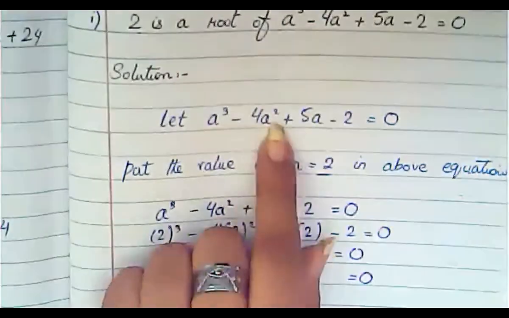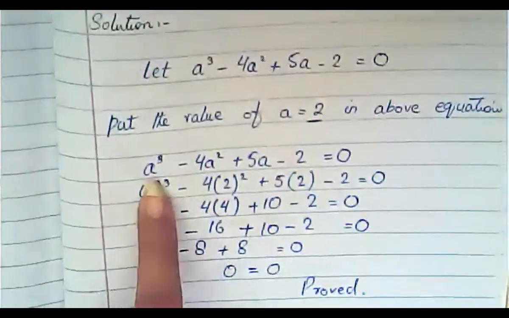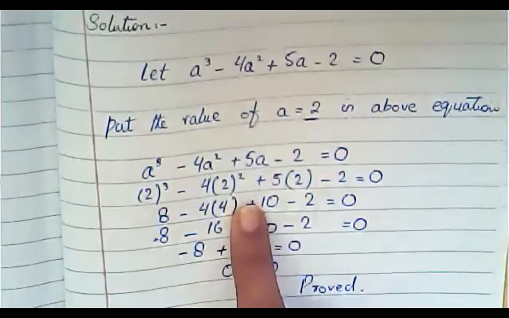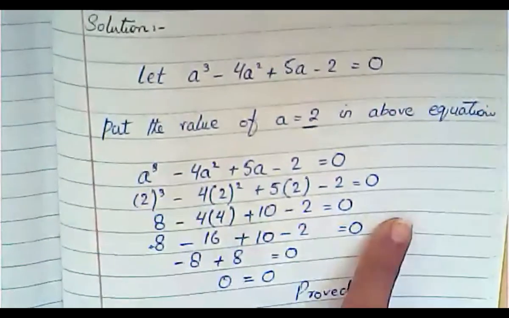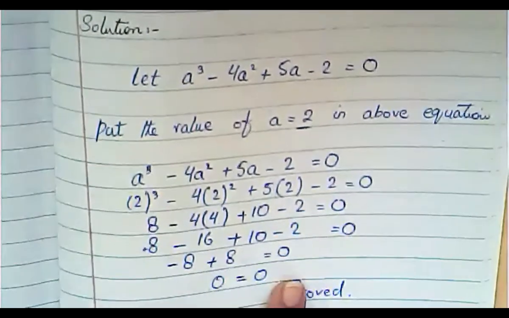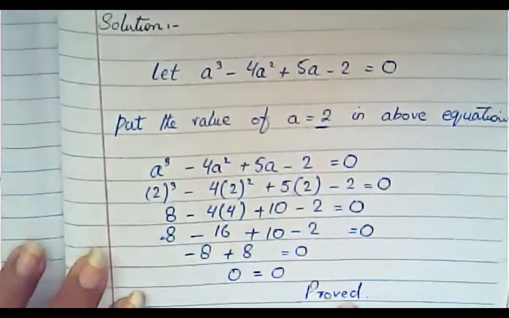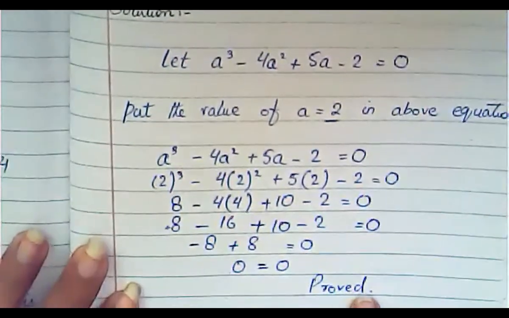Value of a is 2. So simply you will place the value of 2 in the given expression, and you have to equalize left side with the right side. So if left side is equal to right side, so you will say that 2 is a root. Okay, so it is proved now.